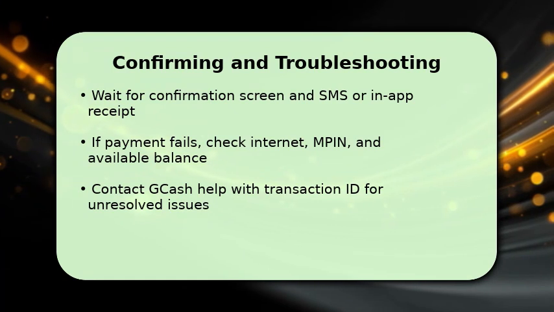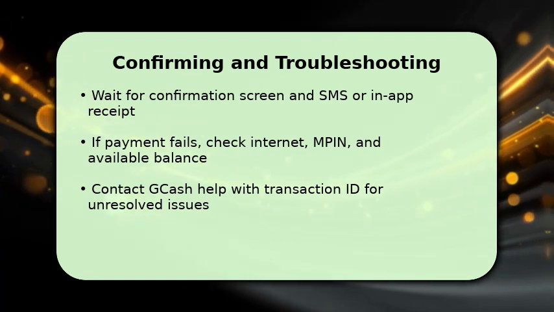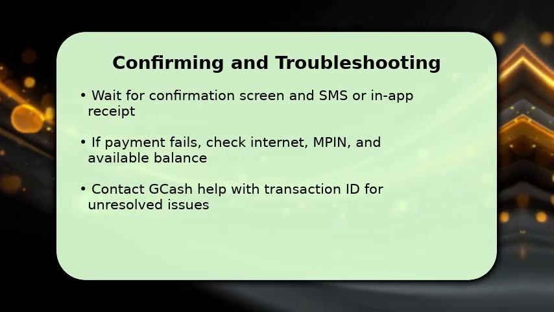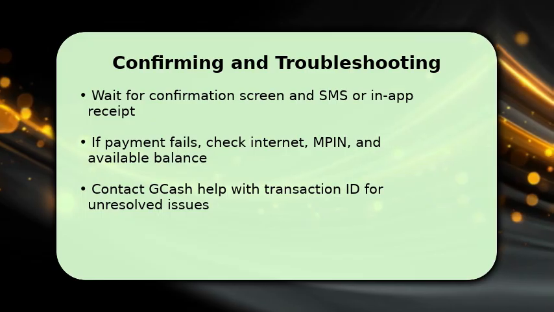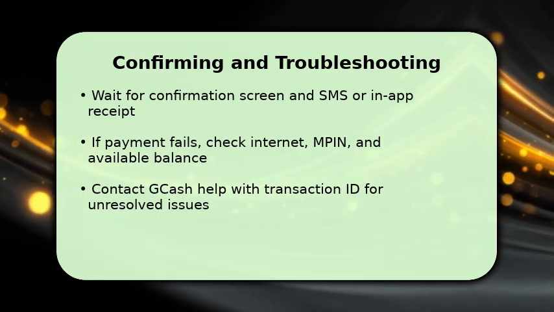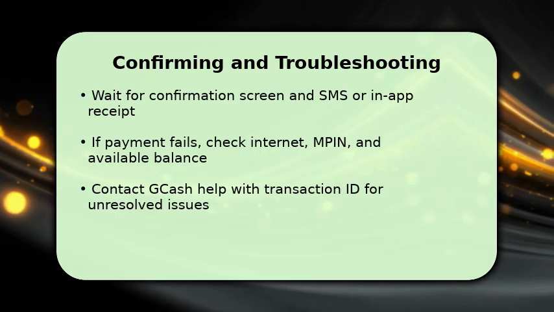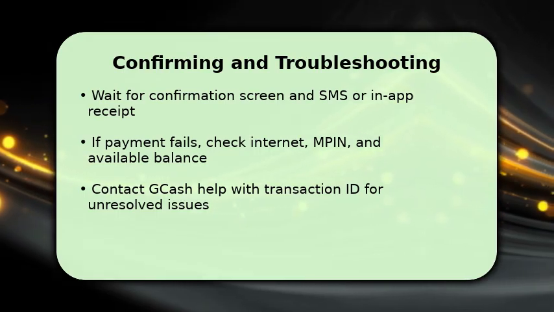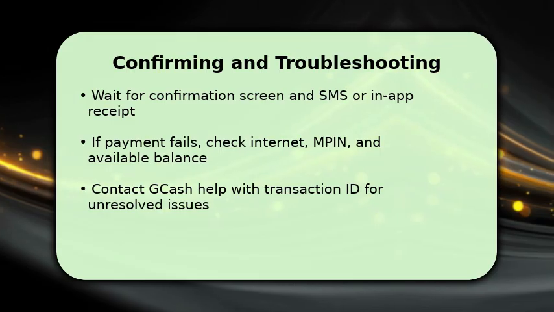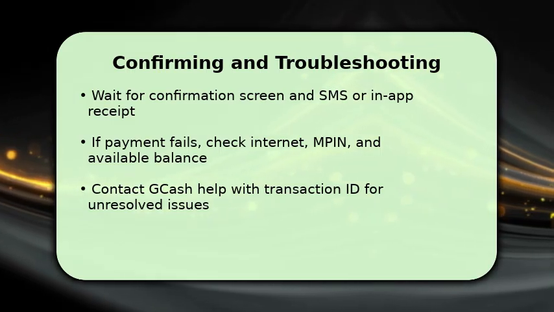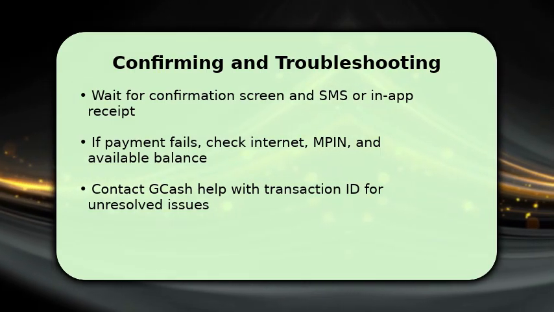If the payment fails, first make sure your internet is stable and your MPIN is correct, then verify your balance or linked bank status. If the merchant's QR won't scan, try cleaning the camera lens and increasing ambient light. If problems persist, note the transaction ID and contact Gcash support so they can reverse or trace the payment.